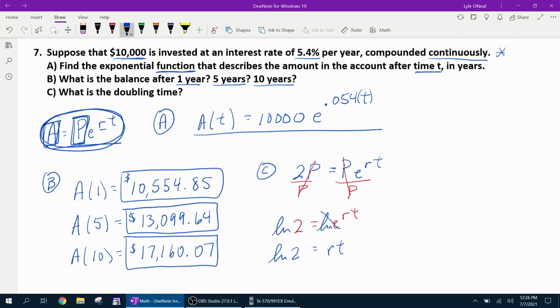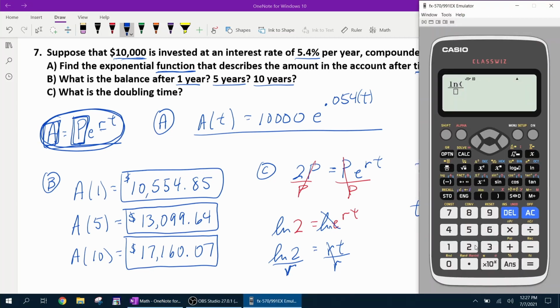And remember, we want the doubling time, so we want to solve for t, which means we need to divide both sides by r. And now you have the formula for the doubling time. Natural log of 2 divided by r. So how long will it take this to double? Well, the doubling time is going to be the natural log of 2 divided by our rate, which is 0.054. And again, bringing up the calculator for that, as a fraction, natural log of 2, don't forget to close your parentheses, divided by 0.054.